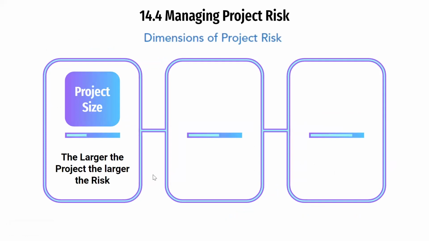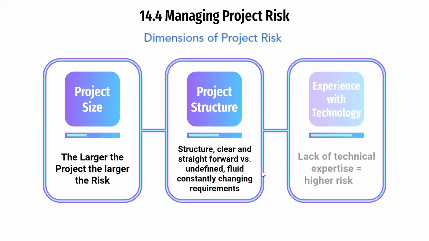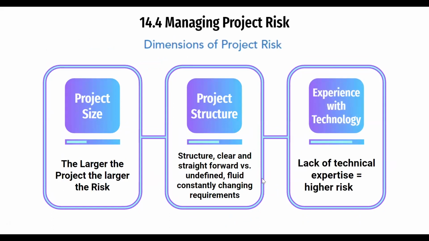14.4, managing the project risks. So the level of project risk is influenced by the project size, the project structure, and then the experience with technology. The level of technical expertise of the information system staff and project team. So the project size now, the larger the project, the larger the risk.